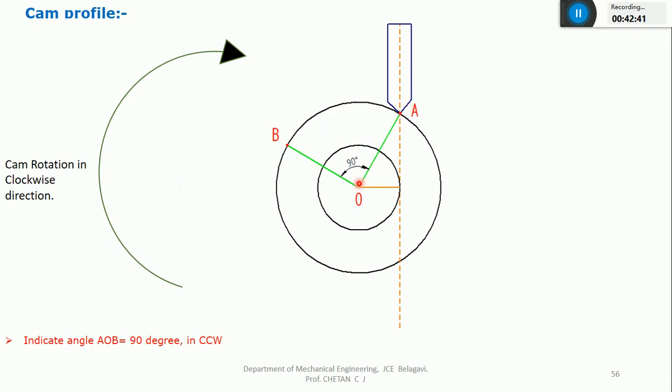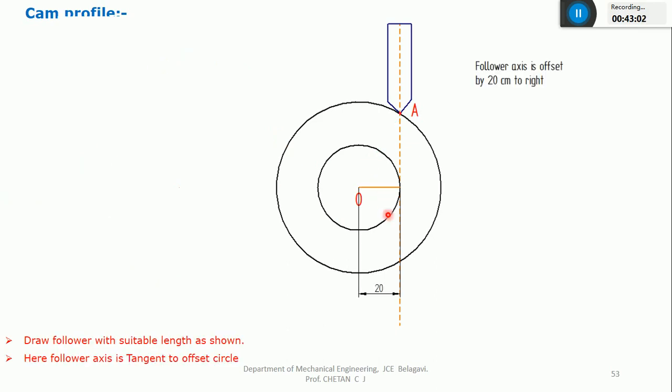First is 90. Okay, correct. The next angle is 30. Now just take this as a reference line, 30. After that the next angle is COD, which is nothing but the return stroke angle, 60, and the last one is 180. So I have indicated all the 4 angles. I'll explain once again.